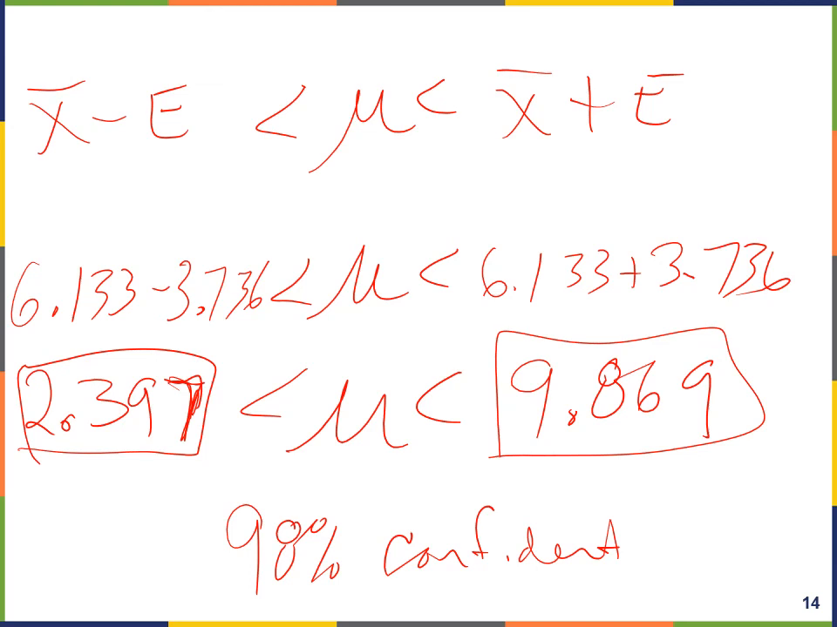So think to yourself, you're a statistics student. What's the average number of hours per week you watch TV? Is it somewhere between 2.397 and 9.869? I don't know. I think for me it might be a little more than that, but nonetheless, this is what we're doing. We're estimating the mean of the population using the mean of the sample.